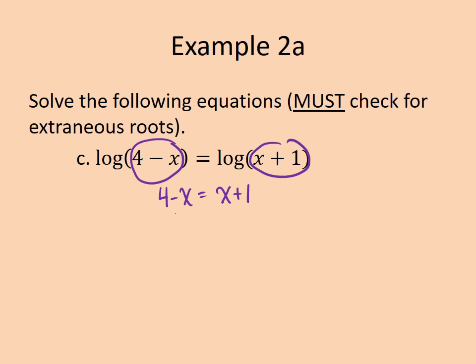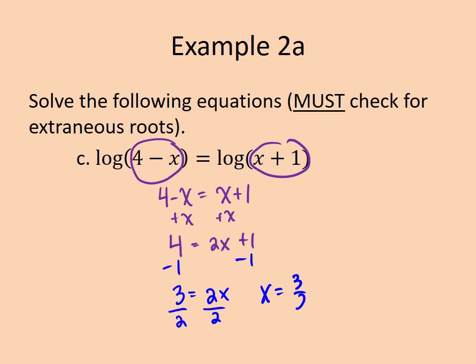Now we can solve for x. Add x to both sides. So 4 equals 2x plus 1. We can subtract 1 from both sides. 3 equals 2x. Divide by 2. Divide by 2. X equals 3/2.